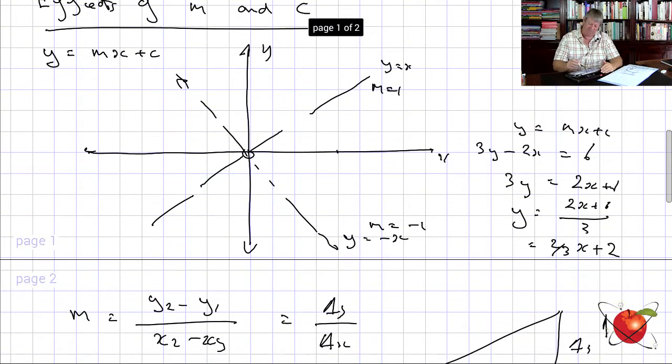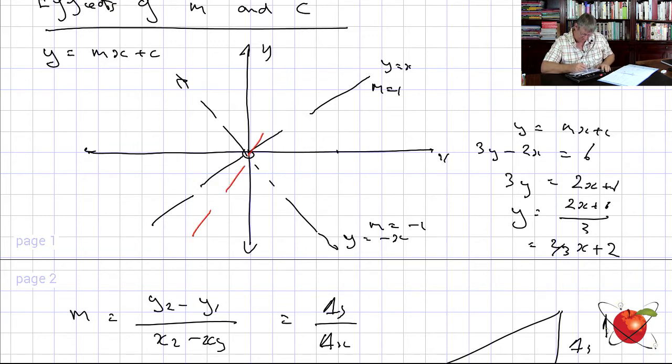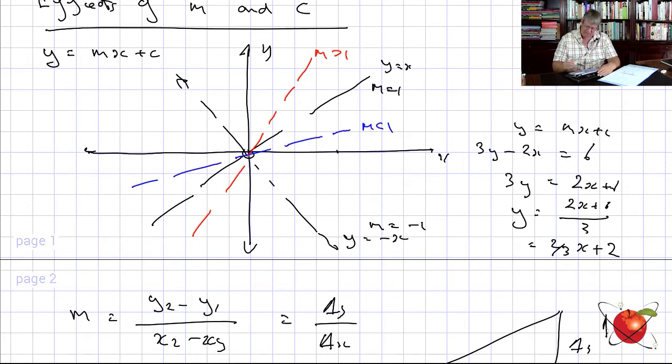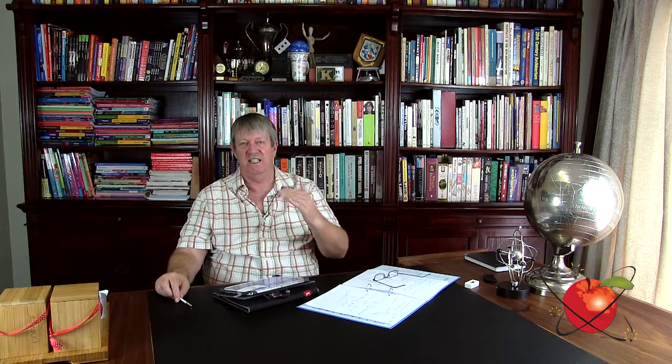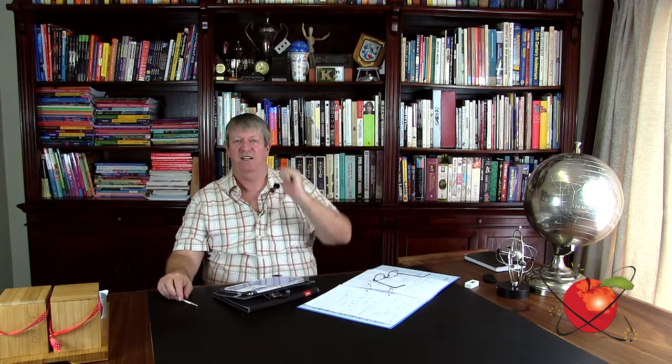So if m gets bigger, let's say, therefore, like that, m greater than 1, so it gets steeper. Well, then obviously m less than 1. So if the gradient is less than 1, it's flatter, right?